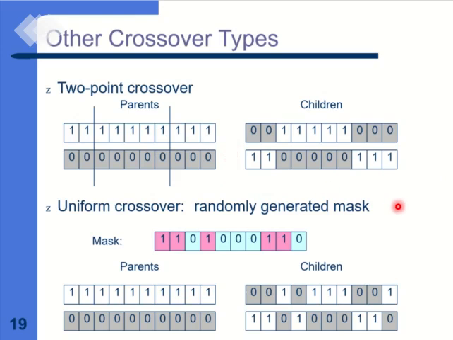The other type is the uniform crossover, where there is a randomly generated mask, and according to that it will be XORed with the parents. So let's say the parents, x1 and x2, once we XOR them with this mask, for example for the first child, 1 XOR 1 will be 0, 1 XOR 1 will be 0, and so on until you generate x3 and x4 for the children.